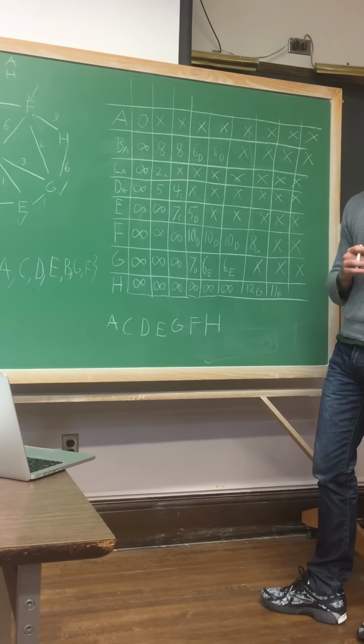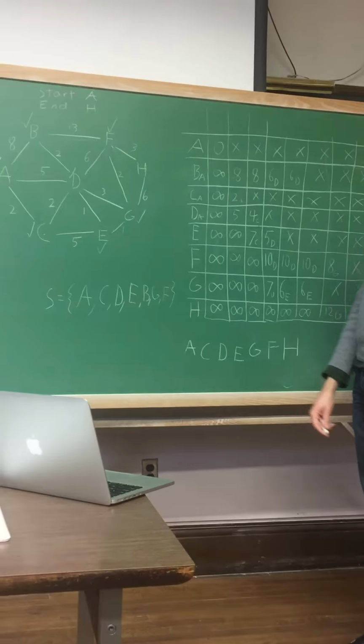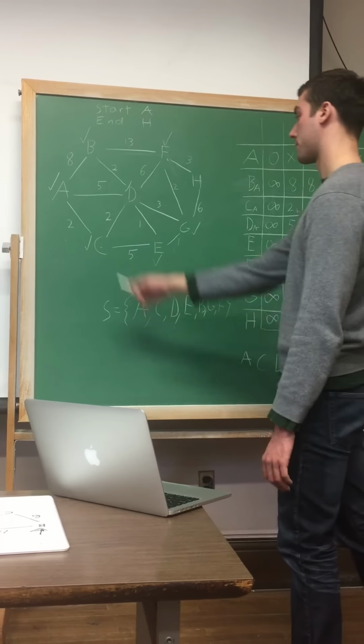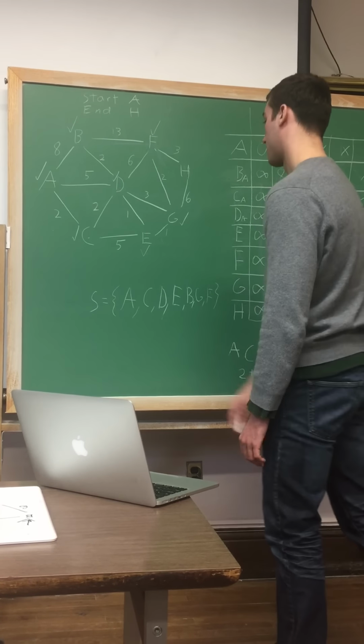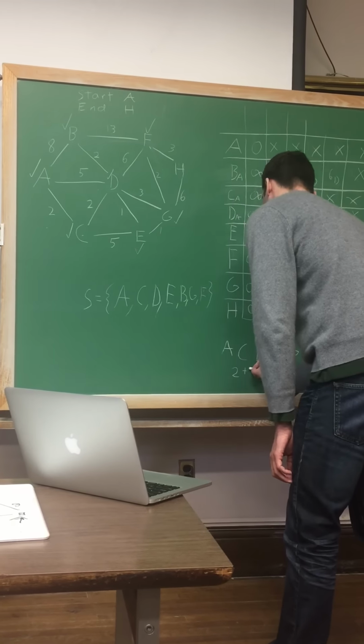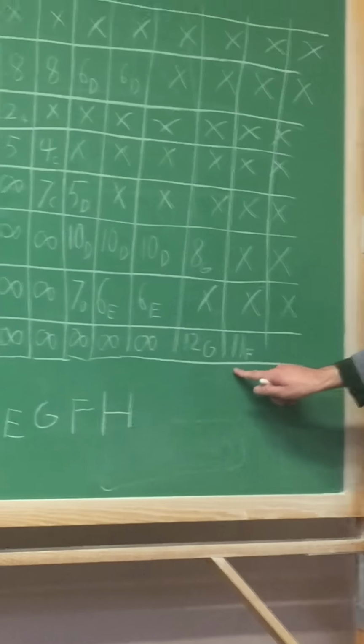With a delay of what? So the total delay, let's add it up. A to C is 2. C to D is 2. Well, actually, we don't even need that. We can just say it was 11 right there.